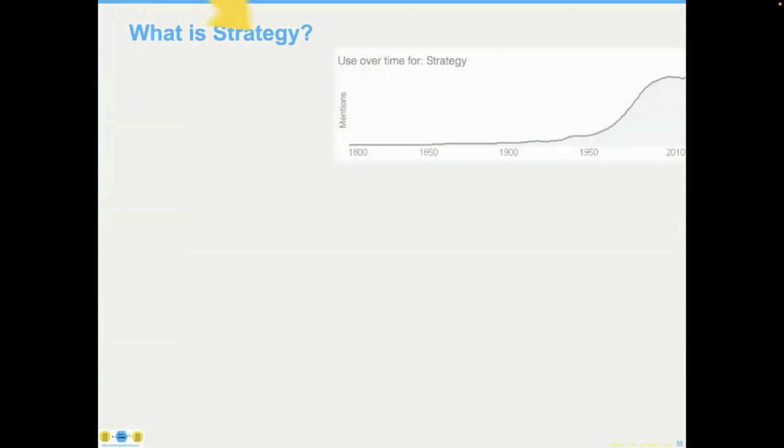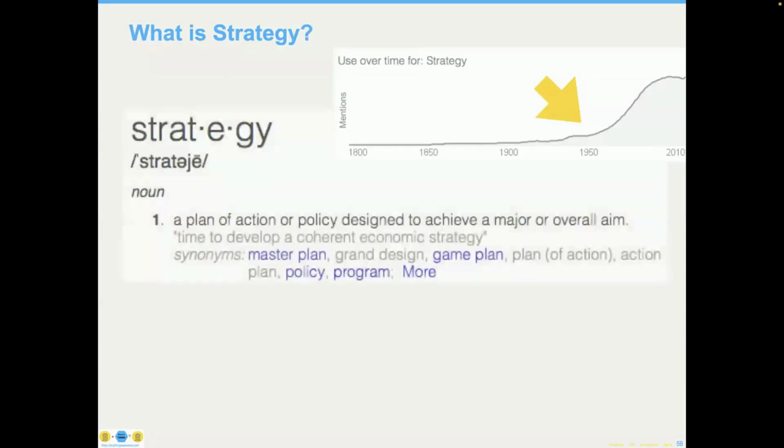So strategy is a relatively new word. This is a Google Trends graph that just shows that the word strategy didn't start to be used a lot until just after the end of the 50s, when the management consultants got a hold of it and went, wow, we can sell this to people. I'm being very cynical, but it is unfortunately 100% true.